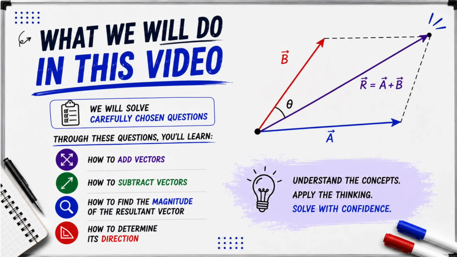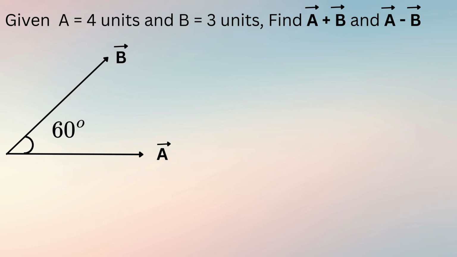Let's start with our first question. Given a equals 4 units and b equals 3 units, we have to find a vector plus b vector and a vector minus b vector. The values of a and b given are just the magnitudes of these vectors, and their direction along with the angle between them are shown in the diagram. So to find a vector plus b vector basically means finding the resultant.